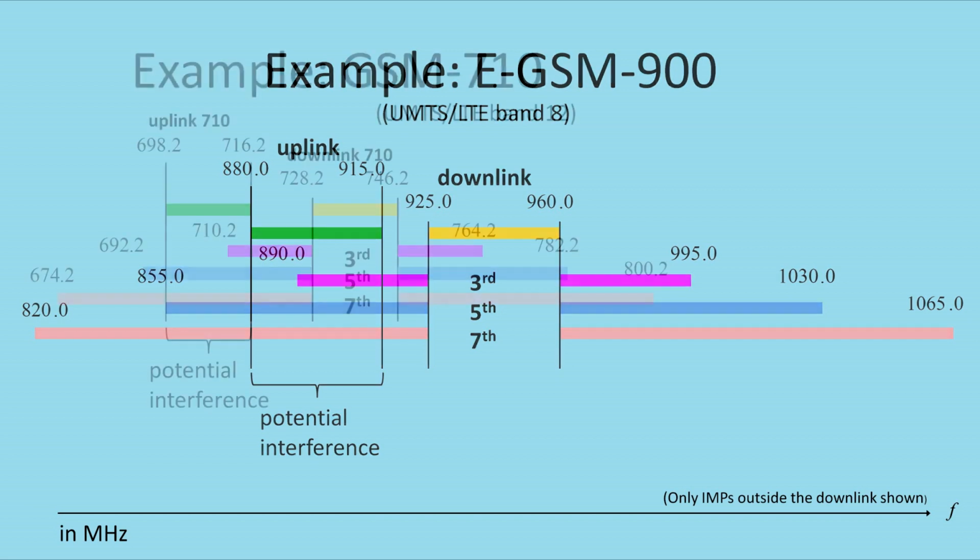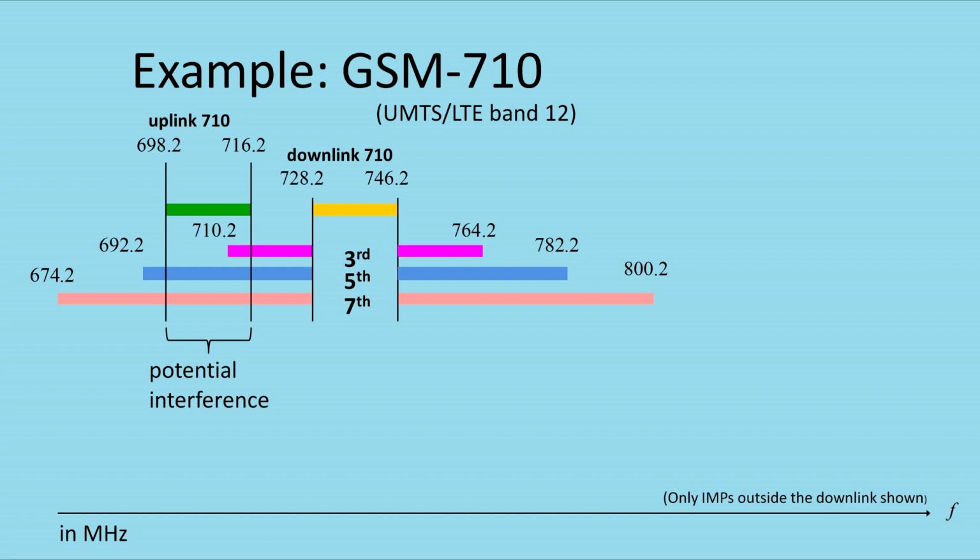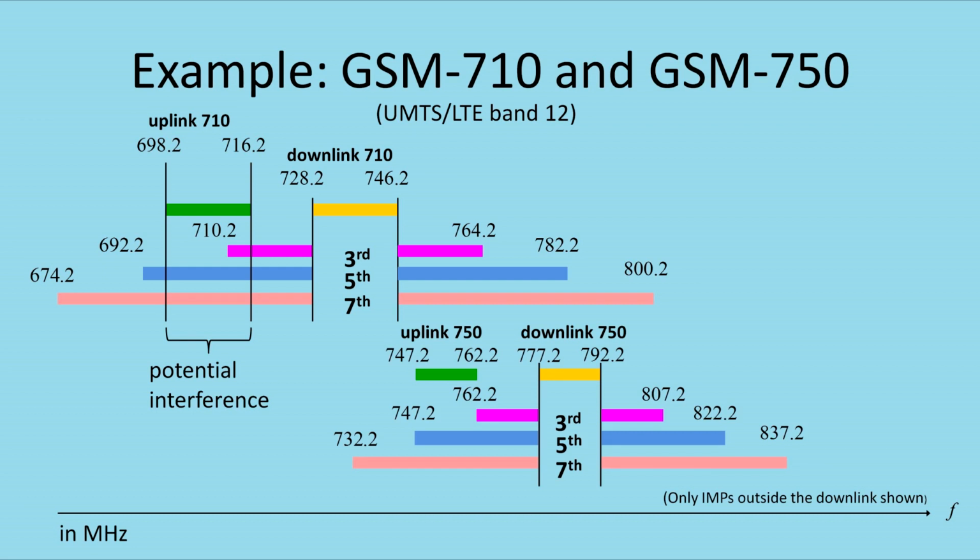Looking at the GSM 710 band, the situation is the same, except we have other numbers. If we add the GSM 750 band to the picture, it looks like this. In this case, the interference situation is worse. The uplink of the GSM 750 band experiences interference not only from intermodulation products of the GSM 750 downlink, but also from the GSM 710 downlink.